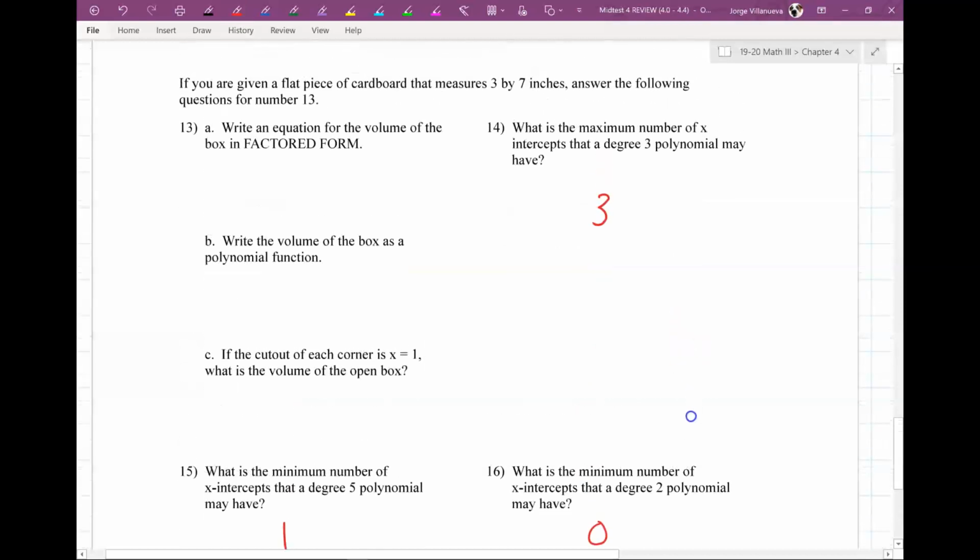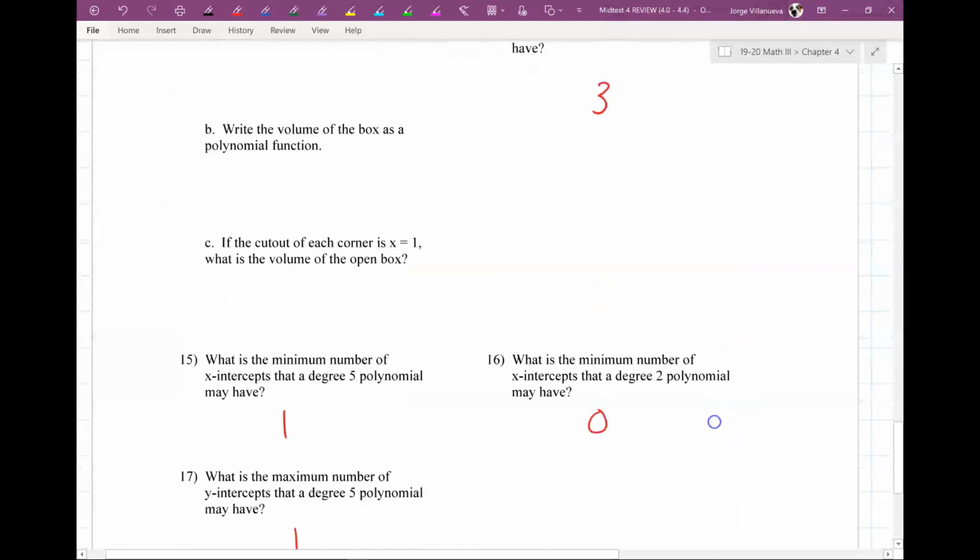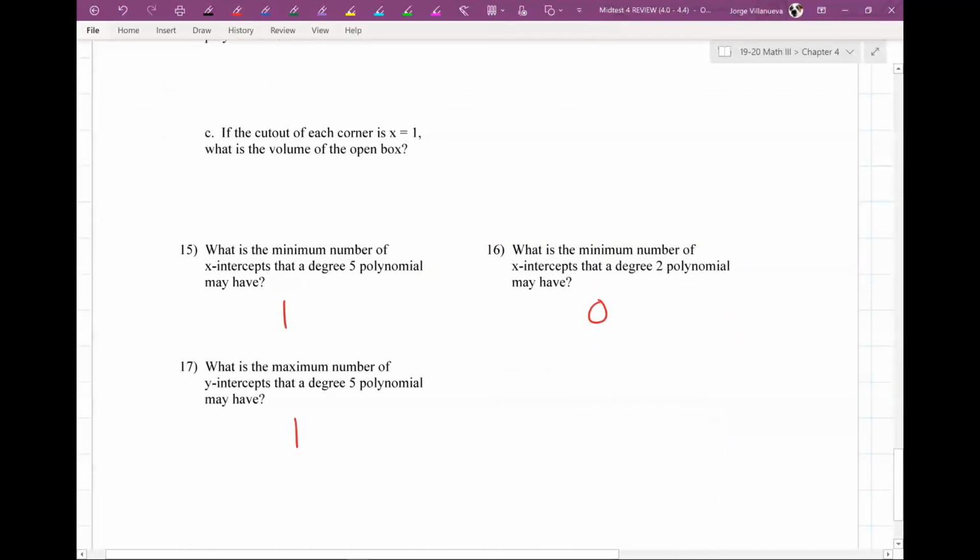So I guess we did more than I wanted to, but tomorrow we'll go over 10, 11, 12, 13, and that'll be it, okay? If you guys want to do them on your own, feel free.